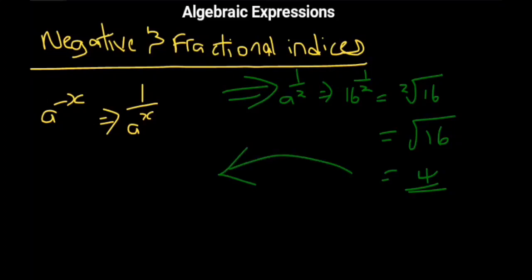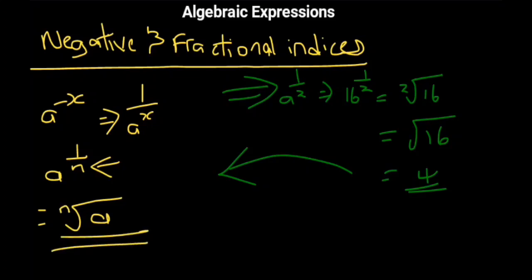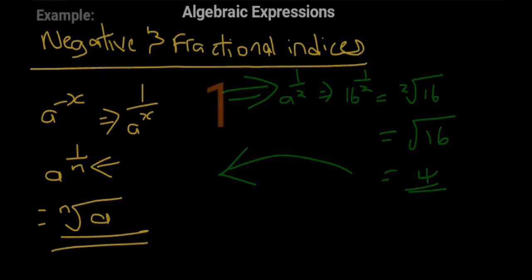Going back to our left, we can now see that if we have a to the power of 1 over n, that can be simplified by writing the nth root of a, and we know our denominator n goes into our little root. Whether that value is 3, 4, 5, or 10, that's where it goes. And that is how we solve a negative or fractional index.